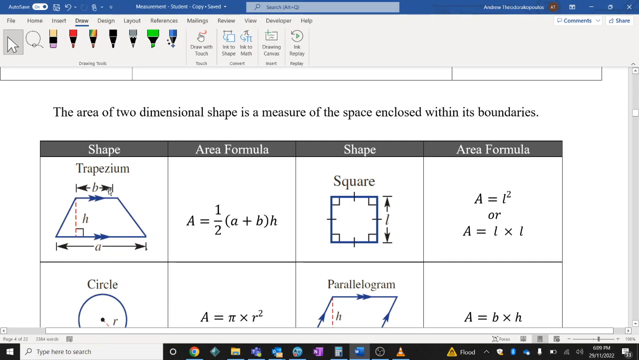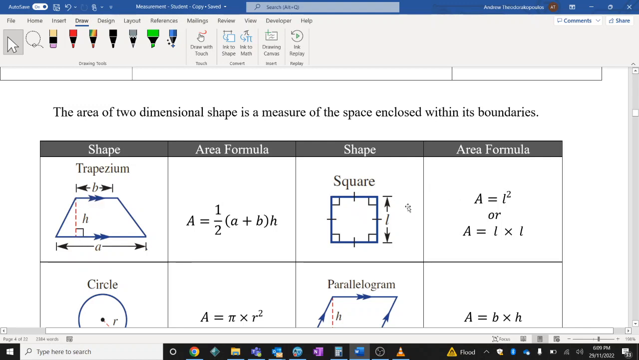So this is a trapezium, and a trapezium is made up of two parallel lines, okay? And then the two outside parts can sort of go in any direction that they want. And the formula is here. So obviously a is at the bottom, b is at the top, and h is the height.